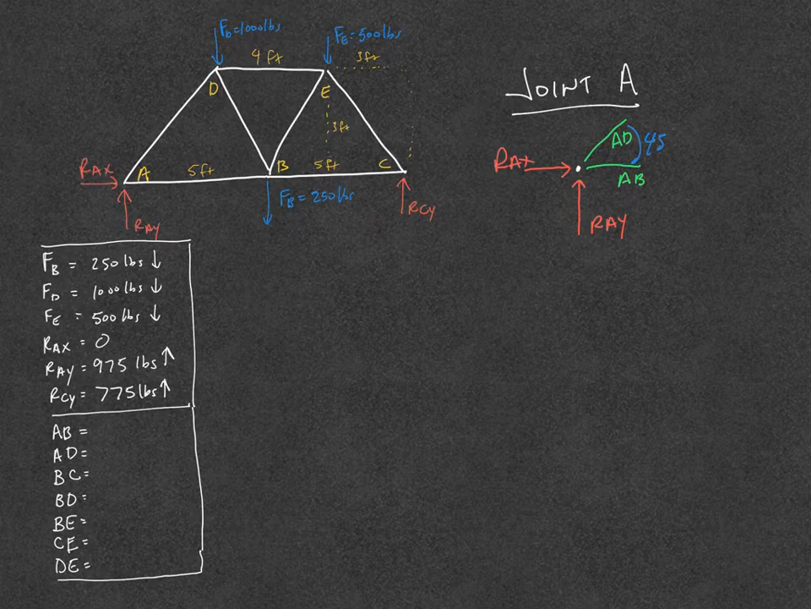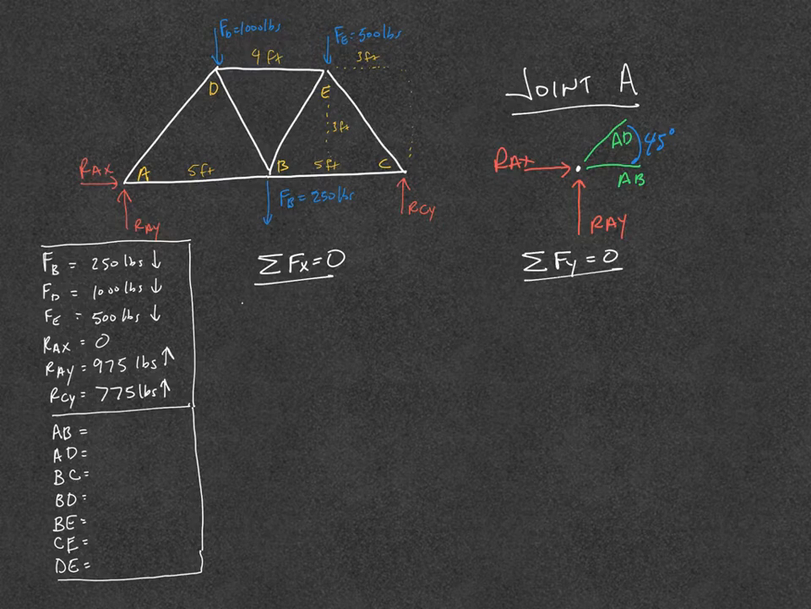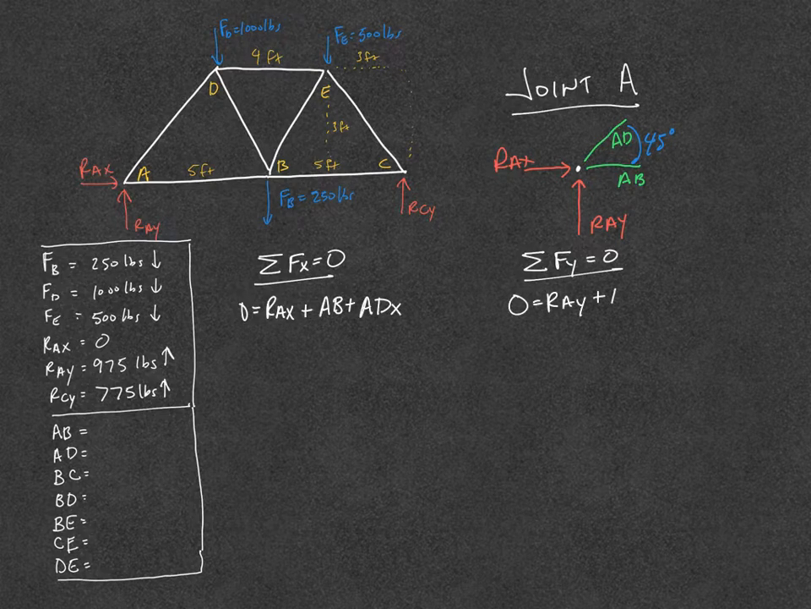So I label them out in a free body diagram, and I do not include any direction for AB or AD. And then I'm going to use my sum of forces in the X, my sum of forces in the Y. Just going to label out the whole equation. So in the X I have RAX, AB, and the quantity ADX, the X component of AD. In the Y I have RAY and ADY.